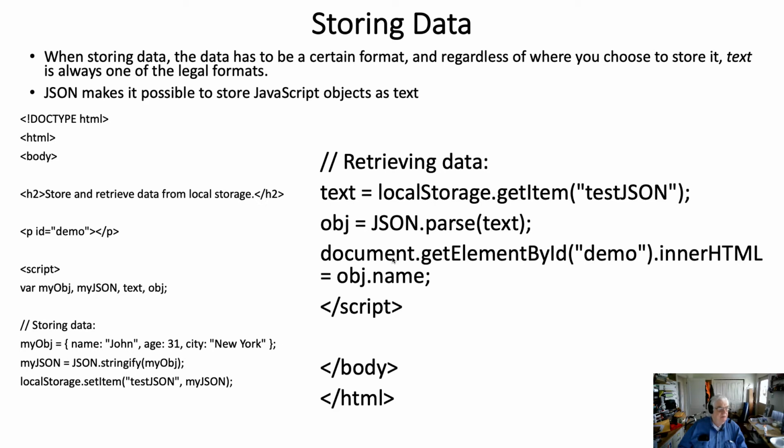When we're retrieving the data, we have text equals localStorage.getItem, and the item we're getting is what we called it when we put it in, and then we're going to parse it into an object. So we converted the text, and then we're parsing the text into an object, and then we're going to put that object's name into the innerHTML.